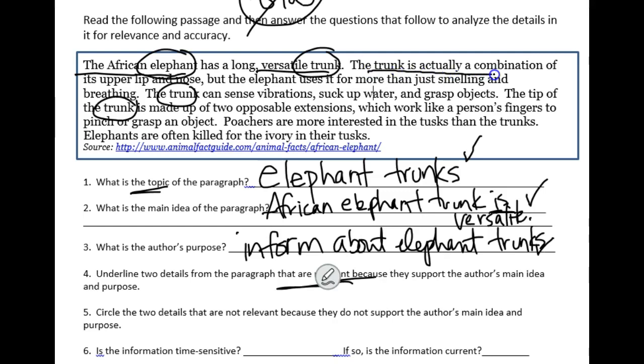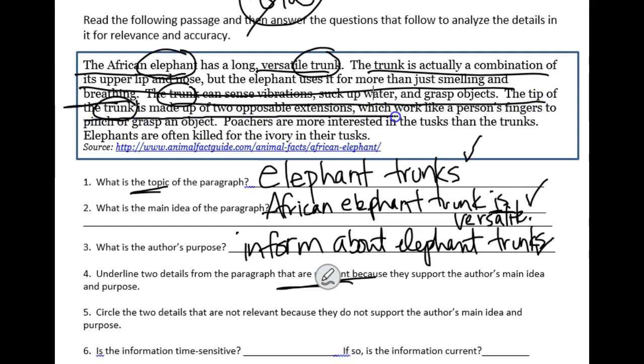So, the trunk is a combination of upper lip and nose, but the elephant uses it for more than smelling and breathing. The trunk can sense vibrations, suck up water, grasp objects. The tip of the trunk, like all this. This is all talking about the trunk. All of that. So, we underline that.